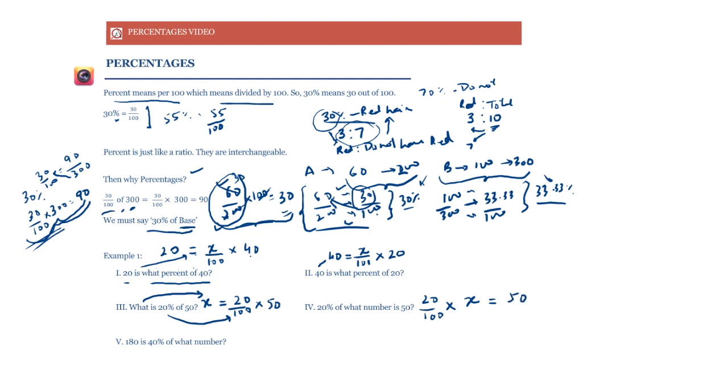Okay. 180 is 40%, 40 upon 100, of is multiplication. What number? X. So this is how we'll convert each of these statements into an equation, and now we can easily solve for X.